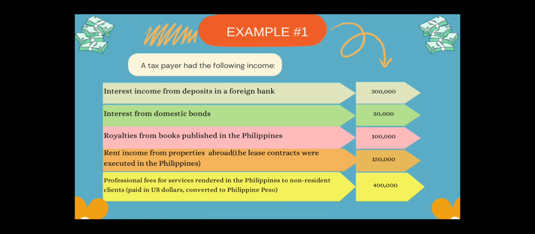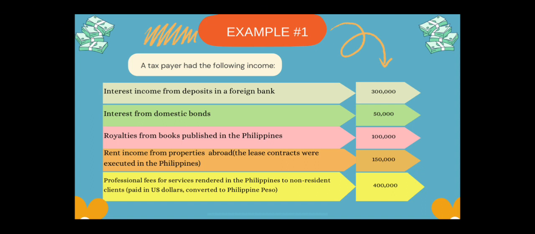So the 300,000 example is the interest income from deposit in a foreign bank. For interest income from domestic bonds, it refers to the earnings received by an individual or entity from interest payments made on bonds issued within the same country. So the example of 50,000 is from interest from domestic bonds.